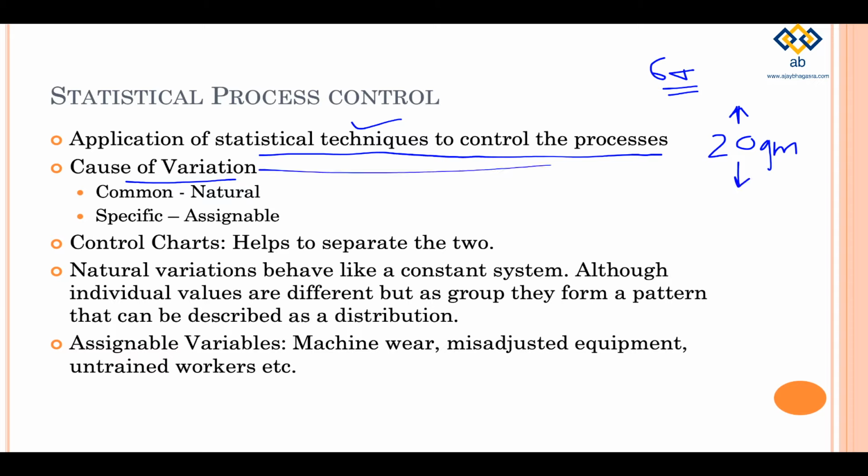Now, very important to note, Six Sigma theory divides this variation into two types. One is common, one is specific. Common variation is also called natural variation, and specific variation is also called assignable variation. Let us spend a little time on this. They say that for any process to run, there are some variations which we cannot control. There would be some variation. Suppose we are talking of 20 grams of weight, you might have a packet which gives you a weight of 20.002 grams.